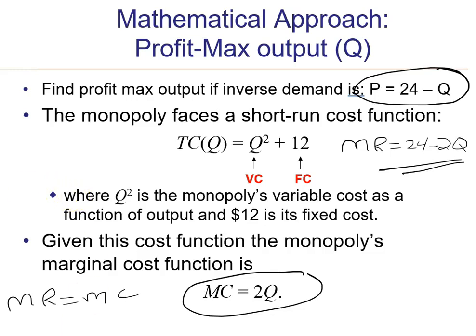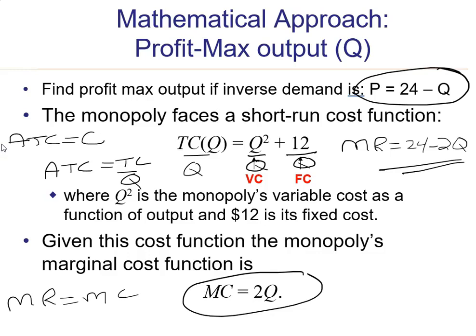But first, we're going to take a little sidetrack and talk about average total cost. How do you find ATC? If you remember, ATC is simply your total cost divided by Q. So ATC would be this one divided by Q, that one divided by Q, and that one divided by Q. So what is ATC then? It's Q squared over Q, so ATC is going to be just Q, since one of the Q's cancels, plus 12 over Q.